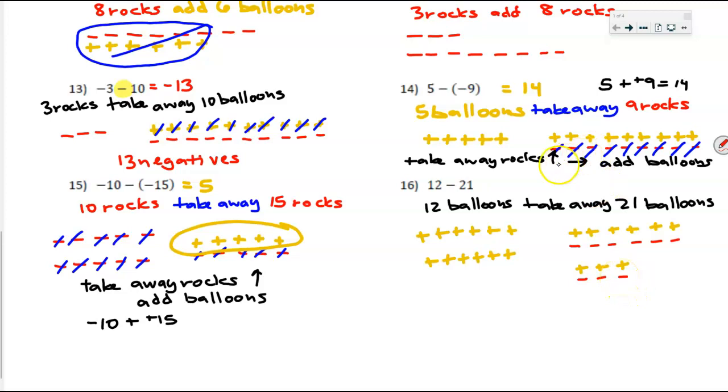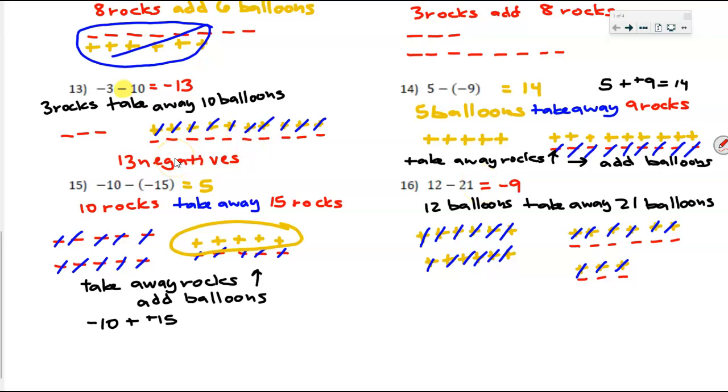You don't have to draw 21 balloons or 21 0 pairs. We already had some balloons here. Let's count as I now subtract them. 1, 2, 3, 4, 5, 6, 7, 8, 9, 10, 11, 12. That's all 12 that were originally in the basket. Now I need to start taking balloons away from the 0 pairs. 13, 14, 15, 16, 17, 18, 19, 20, and 21. What do I still have in the basket? 9 of these rocks. 9 negatives, or negative 9.